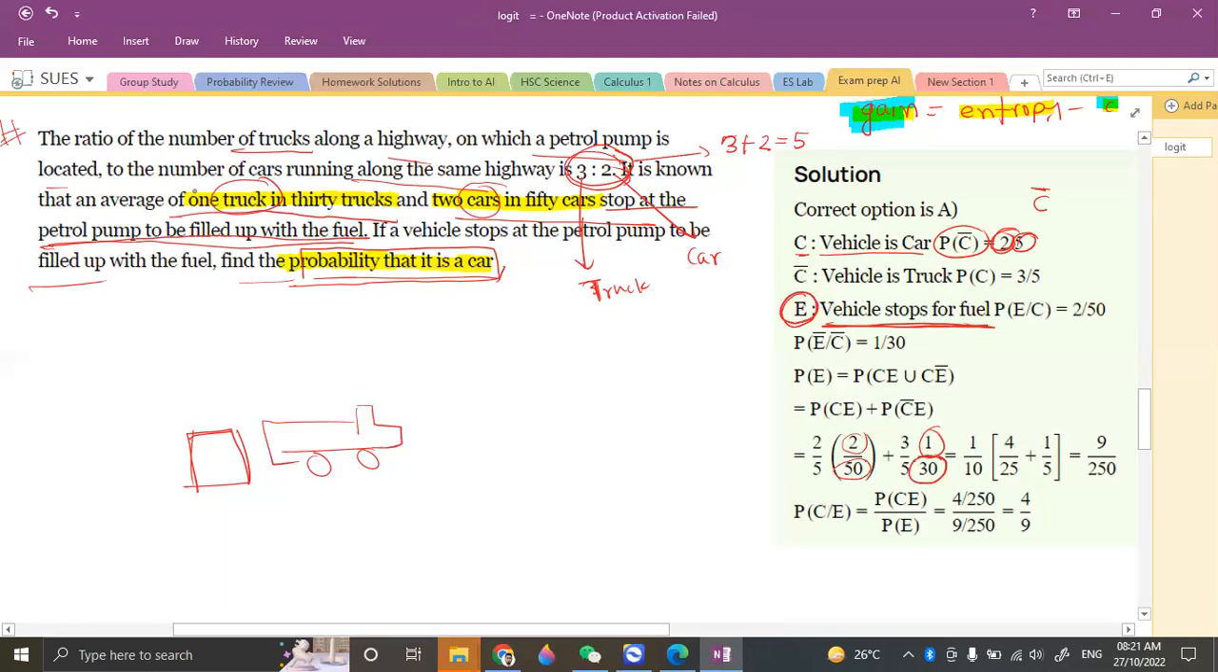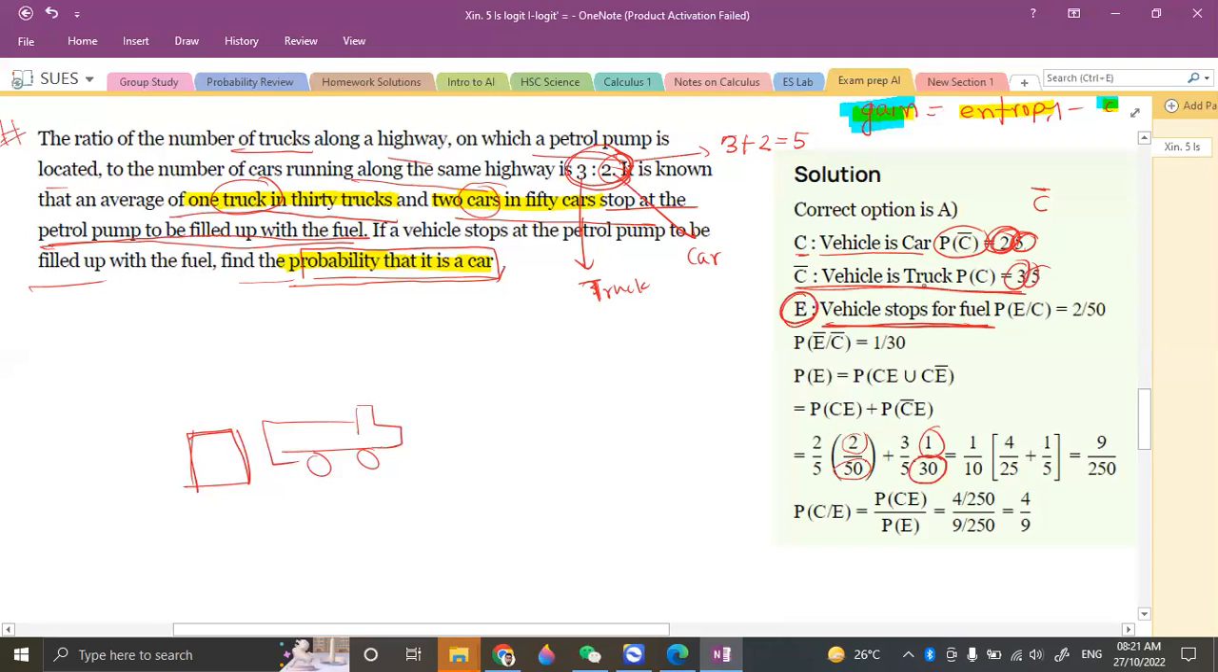The ratio of trucks to the number of cars running along the same highway is 3 and 2. C bar means the vehicle is a truck. So 2 out of 5 are cars, and 3 out of 5 are trucks.